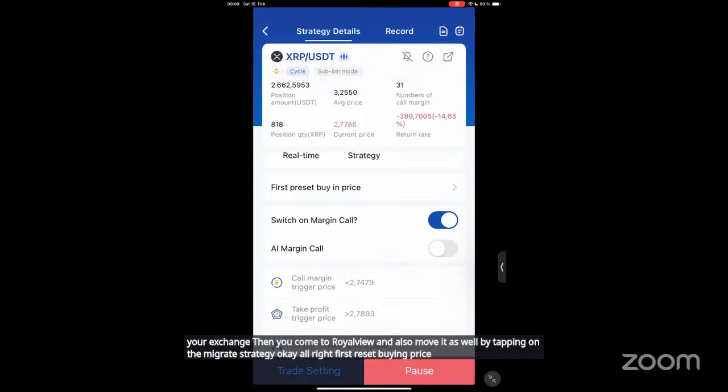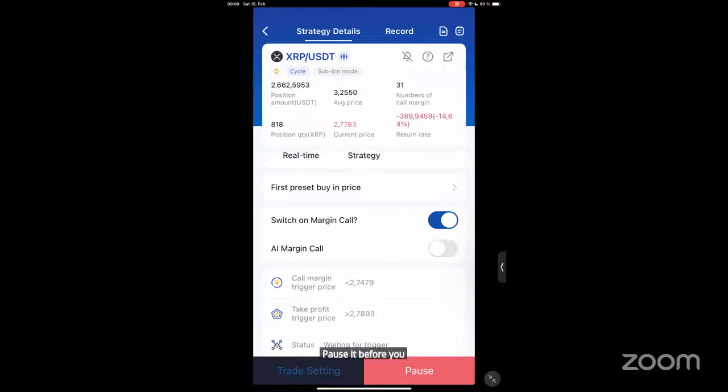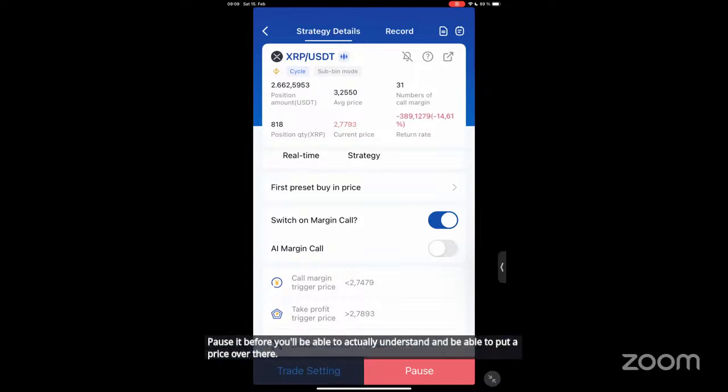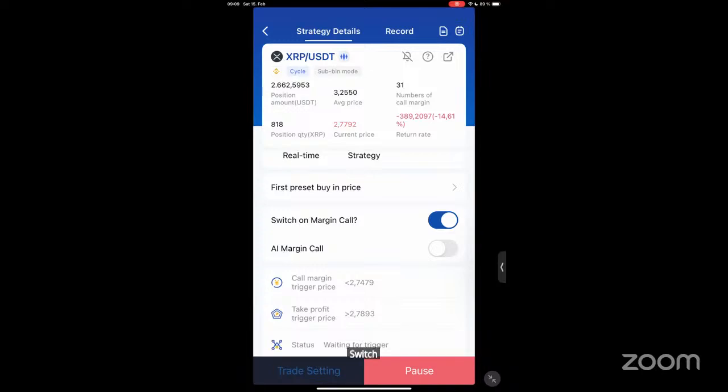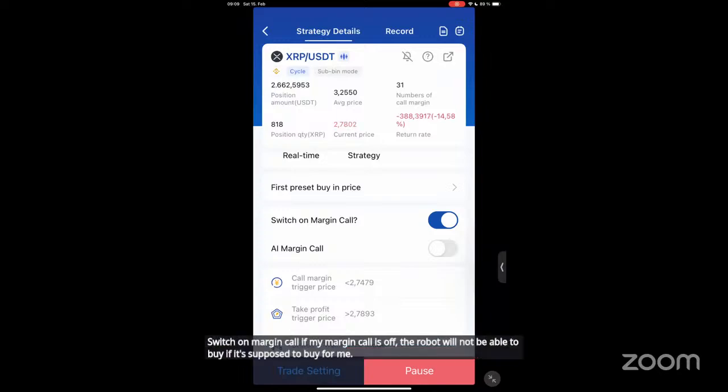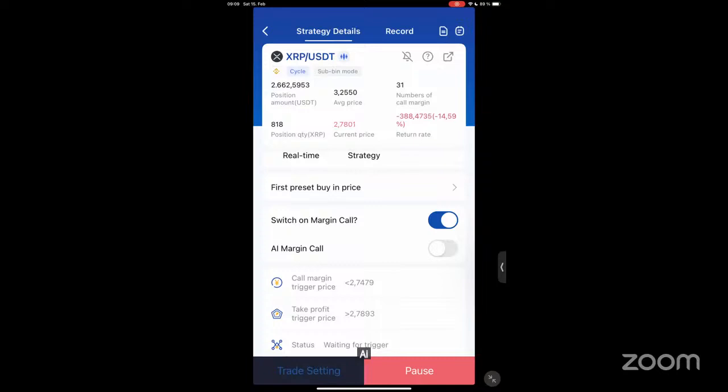You need to pause it before you are able to put a price over there. Switch on margin call. If my margin call is off, the robot will not be able to buy if it's supposed to buy for me. AI margin call. Now, the AI margin call only buys at a reasonable time of the market in the coin you are trading.